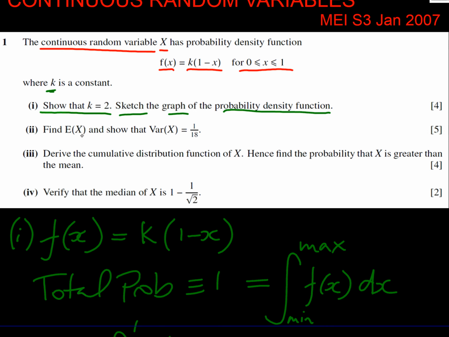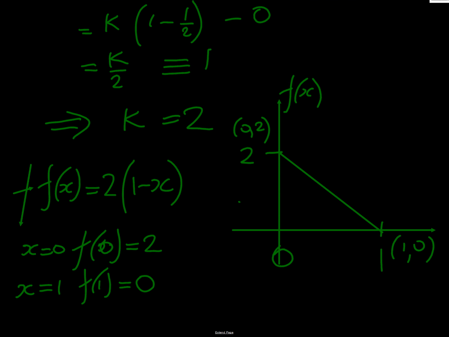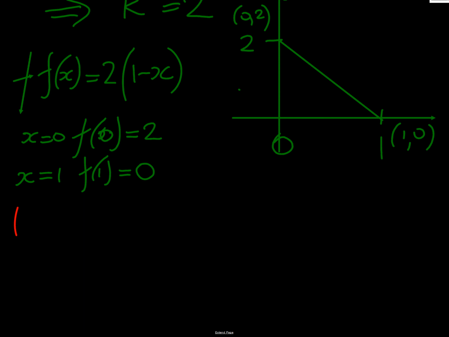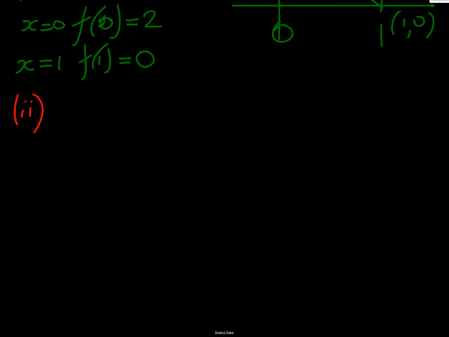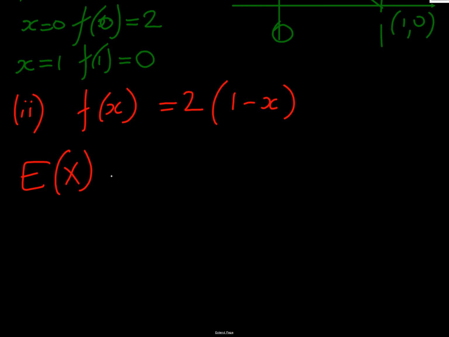Part 2: find E of x and show that the variance of x is an eighth. Okay, so part 2. We know f of x is now 2 times 1 minus x. The expected value of x, that's the mean, is going to be the weighted average with probability, so going over the range from 0 to 1, it's x times f of x.